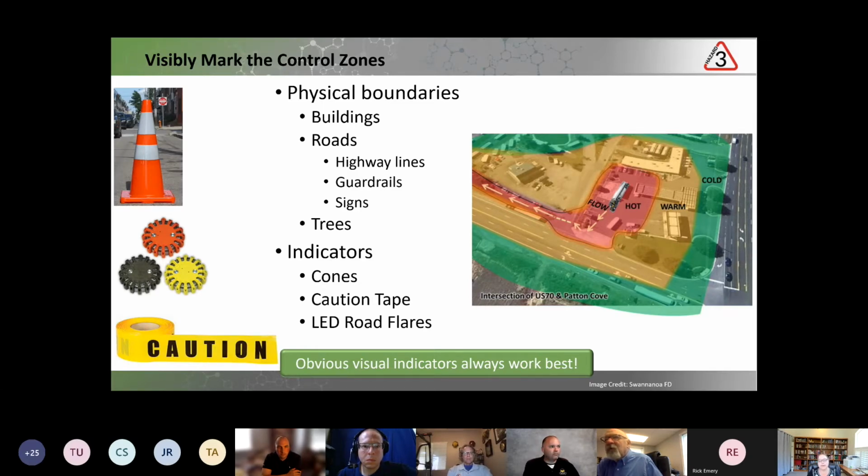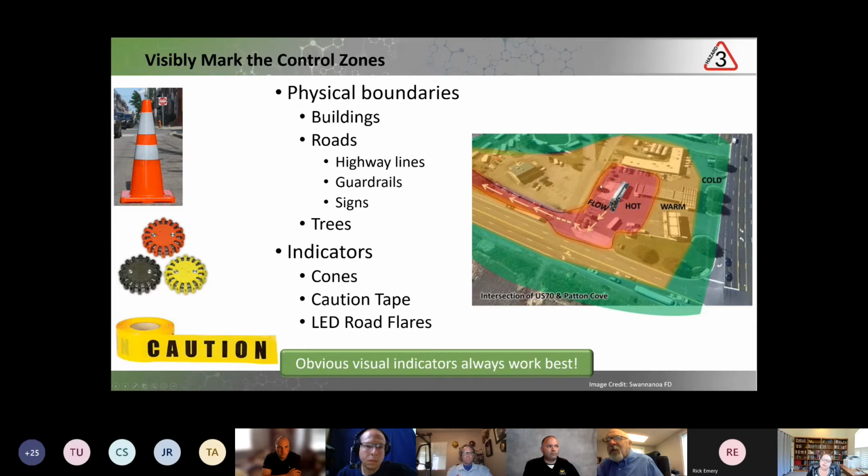And you can also add indicators. So I like these little LED road flares. You can get them in all different colors, and you can set your zones that way. So you have an LED strobe beacon. You can also use things like just regular traffic cones or caution tape. But all of that can help you with designating your zones.